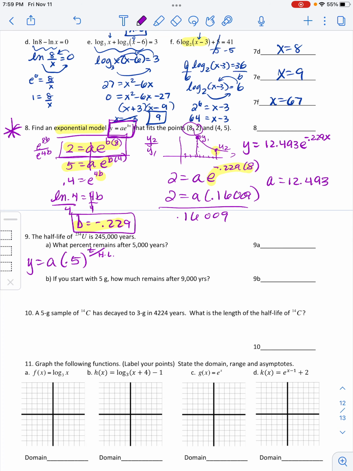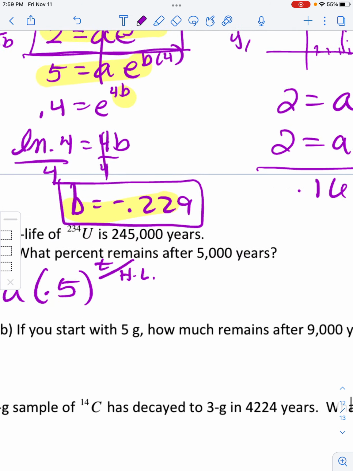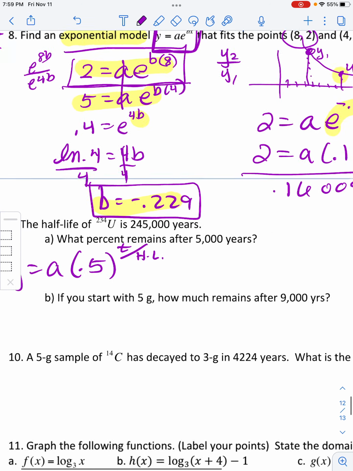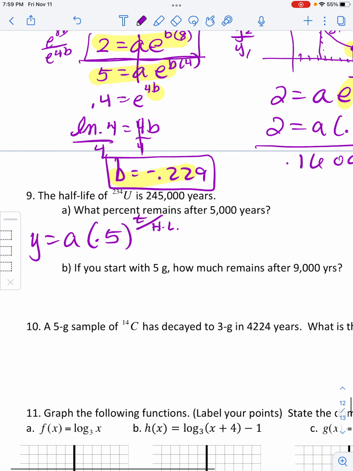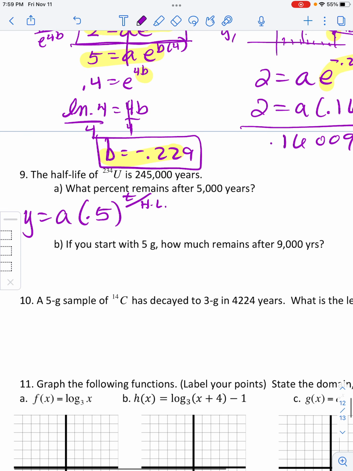Here it tells you the half-life of, what is that? I can't see that teeny number. Uranium-234 is 245,000 years. That's how old I am. What a coincidence. So that is going to be my half-life. What percent remains after 5,000 years? That's going to be my time. Percent is 100. So you either can put 100 here or you can represent it as a 1. It really doesn't matter. I usually use a 1, I think.